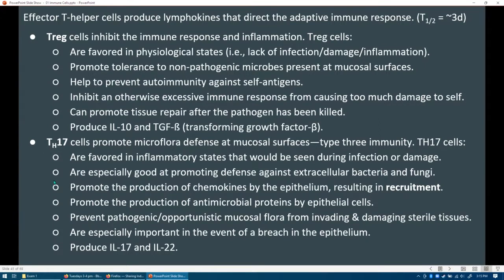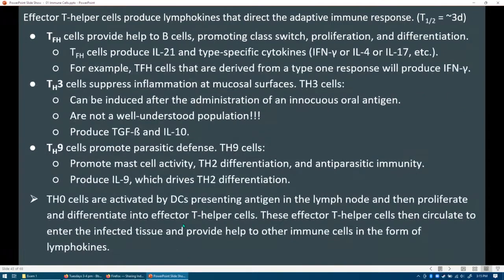mucosal pathogens. They are especially important in the event of a breach in the epithelium. So if you have a little ulcer or something like that, you better hope for a Th17 response. Their two major cytokine products are IL-17 and IL-22. And we'll talk about the functions of all these cytokines in the next PowerPoint. And then we've got a couple of minor ones that aren't as important, but still know of them.